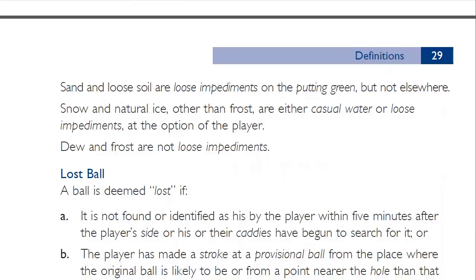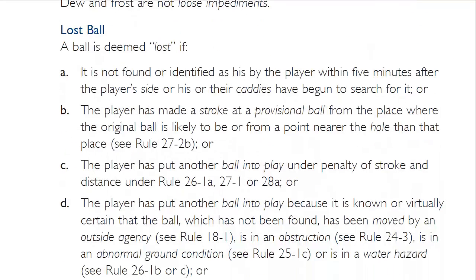Here's some interesting ones. Snow and natural ice, other than frost, are either casual water or loose impediments at the option of the player. And then this one is kind of misunderstood. Dew and frost are not loose impediments. So when dew is on the green, you can't brush the green to remove the dew because it's not a loose impediment. So that's kind of a key item to remember.